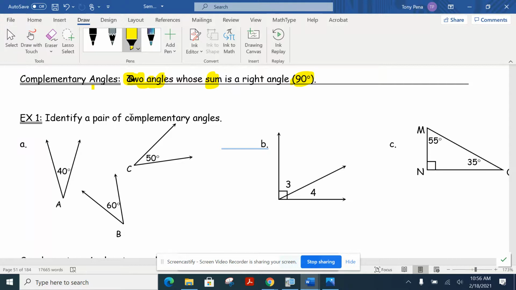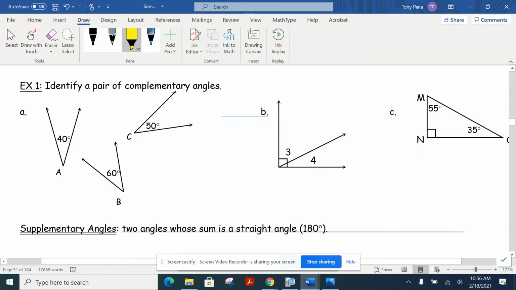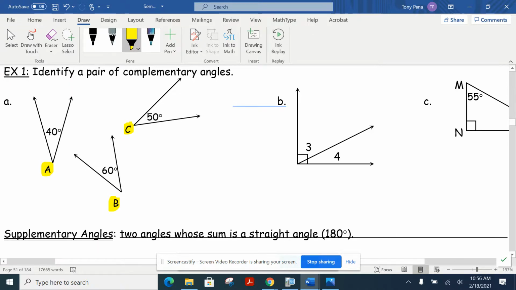First ones, all we're going to do is talk about what they look like and how we can determine if they are, so on and so forth. So these first three problems, A, B, and C, we're going to identify a pair of complementary angles. You are given three angles, angle B, angle A, and angle C. We want to talk about which two of those would be considered complementary angles to each other. All we're looking for are the two that add up to be 90 degrees. As simple as that.